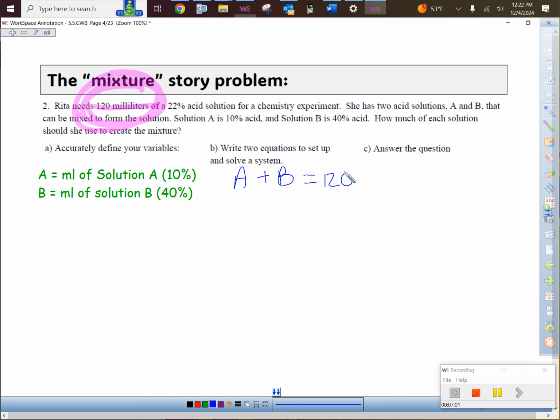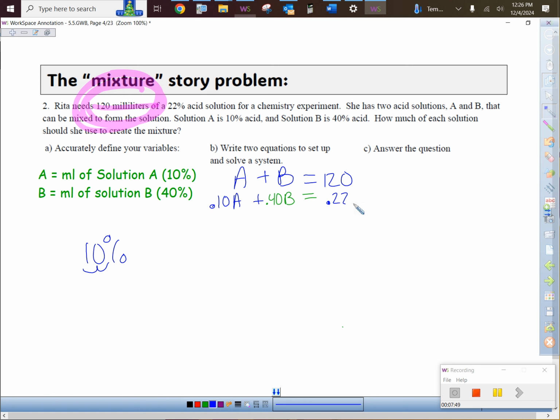The next one is where all the percents go in. So isn't solution A 10% of that guy, right? So I'm going to change it to a decimal. Are you guys cool that when you change a percent to a decimal, you move the decimal 2 places to the left? So how about 0.10A? How about what we would do for B? What percent of that is this solution? What would we do for 40%? What would that be as a decimal? 0.40B. And then here's the hardest part. They want it to mix together to be 22%. Are we cool with that? So that's definitely 0.22. But here's the weird part.